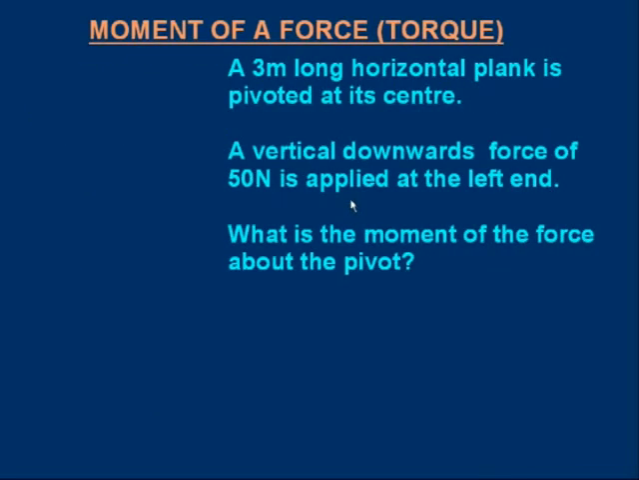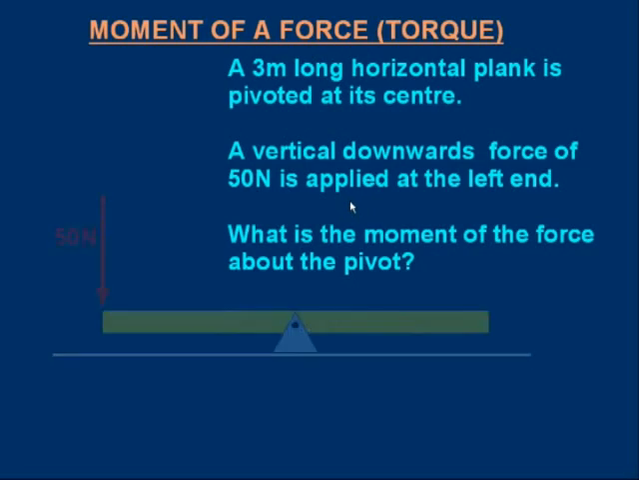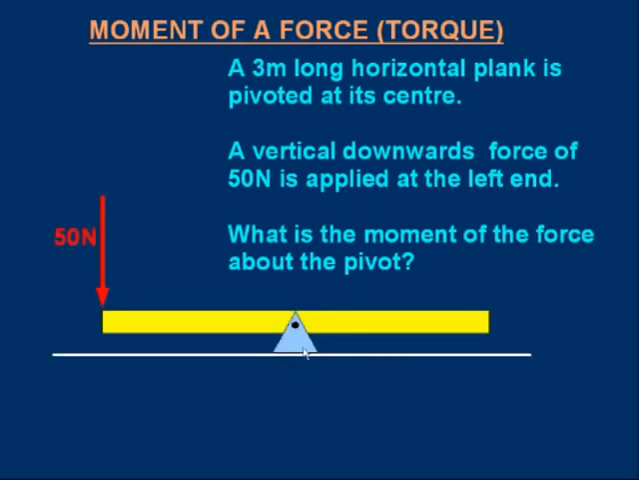Good. Time for an example. A 3-meter long horizontal plank is pivoted at its center. A vertical downward force of 15 Newton is applied at the left end. Now calculate the moment of the force about the pivot. You can try that. Pause your disc a bit and think about it.